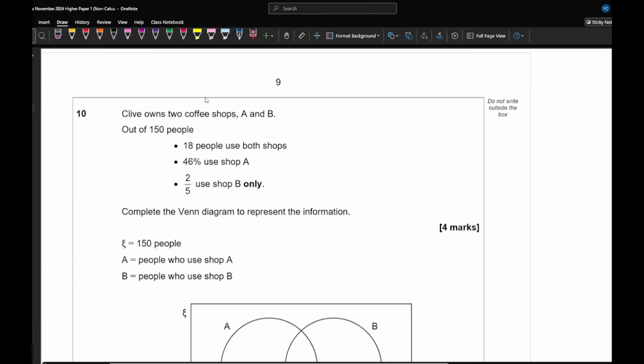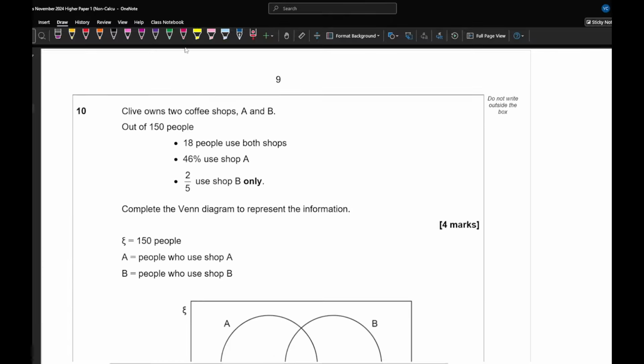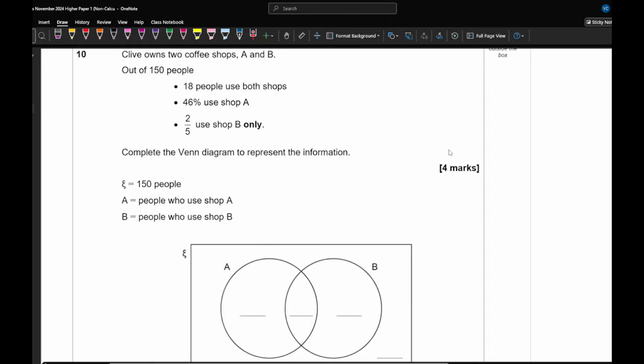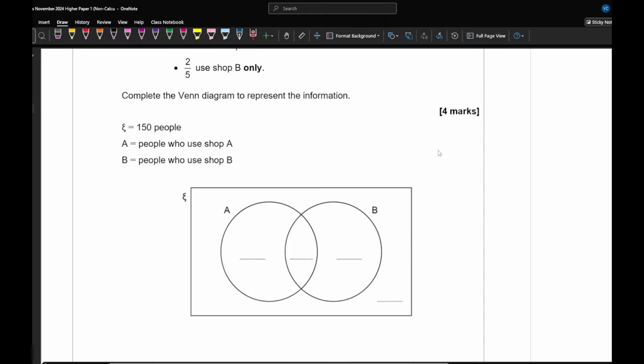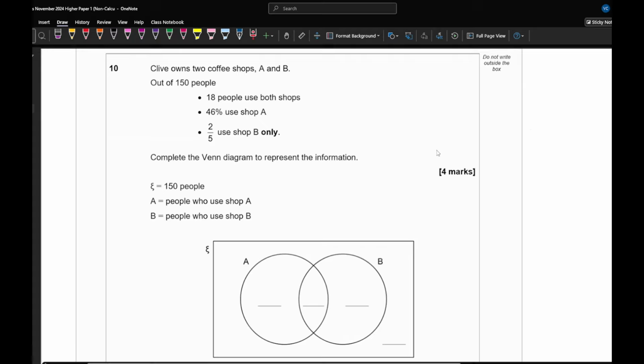Moving on to question 10, it says Clive owns 2 coffee shops, A and B. Out of the 150 people, 18 people use both shops, 46% use shop A, and 2/5 use shop B only. Complete the Venn diagram to represent the information. So if I just zoom out just so we can see all of this in all its entirety, then what I know is that 18 people use both shops. So our middle number is going to be 18. Now 46% of people use shop A.